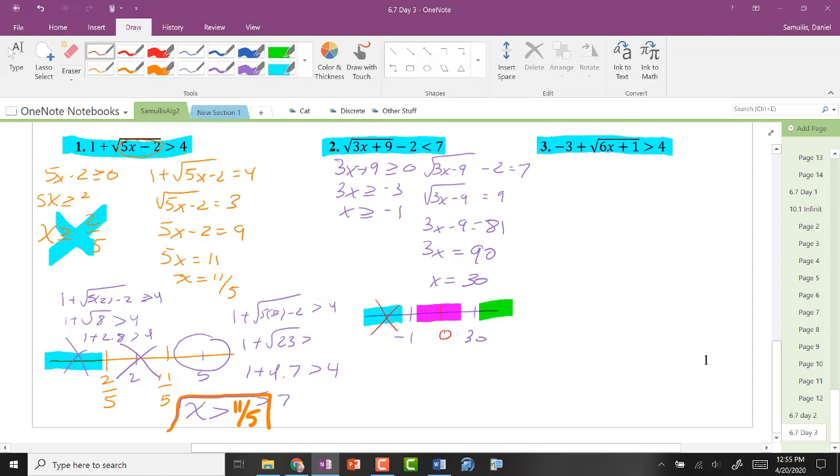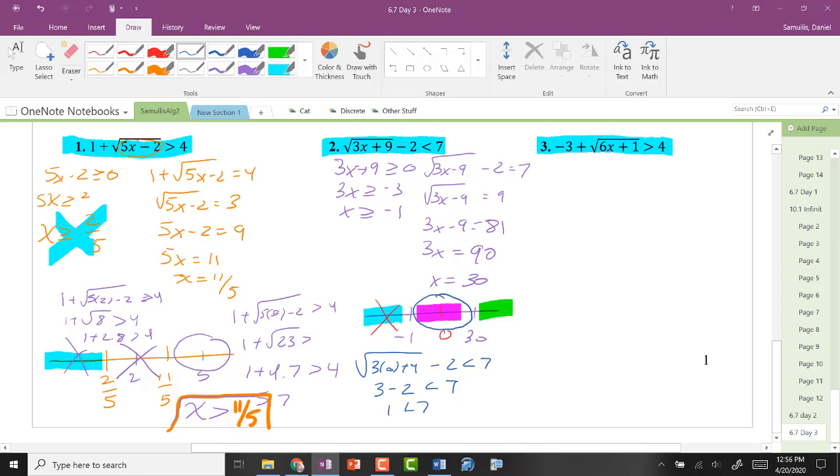I like 0. 0 is easy to use. So we plug that in. The square root of 3 times 0 plus 9, minus 2, is less than 7. So the square root of 9 is 3. 3 minus 2 is 1. 1 is less than 7. That checks out. So part of the solution will be here.